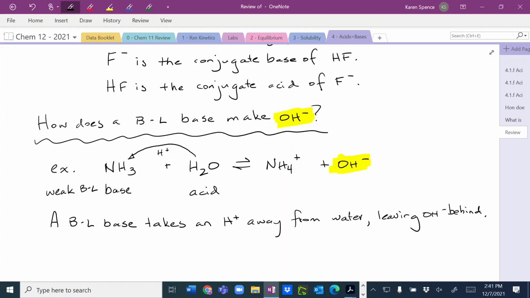Is there anything else I wanted to say there? I'm sure there was. Oh, yeah. Who are the acid and base in the reverse reaction? Who is giving the proton to whom? NH4 plus is giving the proton to hydroxide in the reverse reaction. So that would make NH4 plus the acid in the reverse reaction, and it would make OH minus the base.